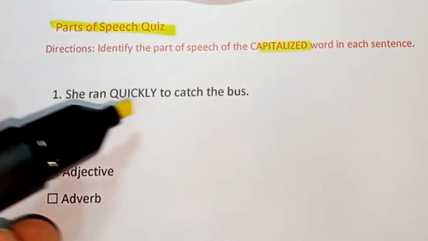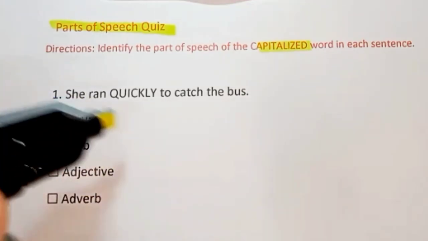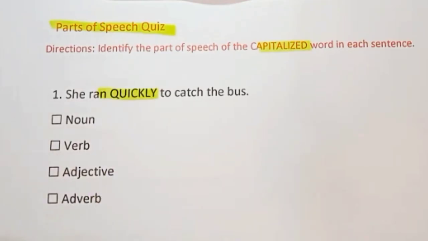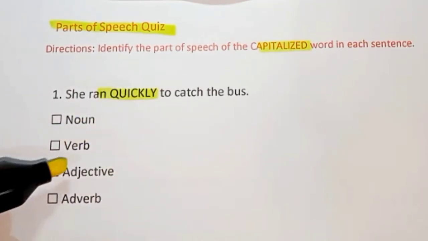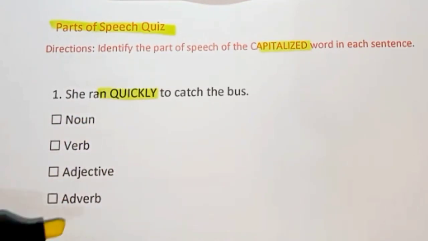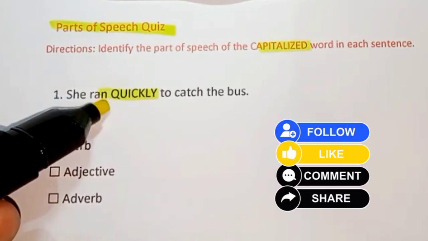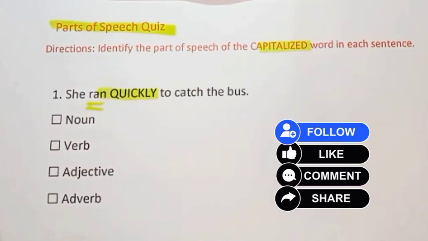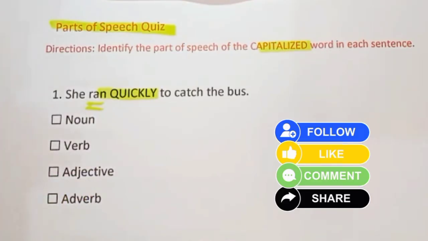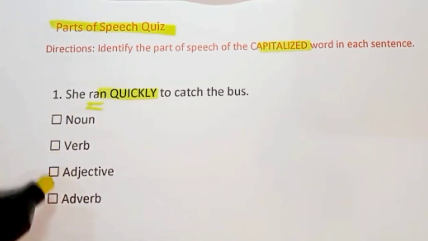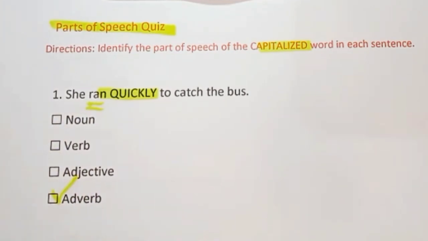Number 1: She ran QUICKLY to catch the bus. The capitalized word here is quickly. She ran quickly. Is it a noun, verb, adjective, or adverb? Here we are talking about quickly, okay? Ran quickly. We are modifying the verb. So, take your time, and the right option is... excellent job. It's an adverb. Why? Because we are modifying the verb.